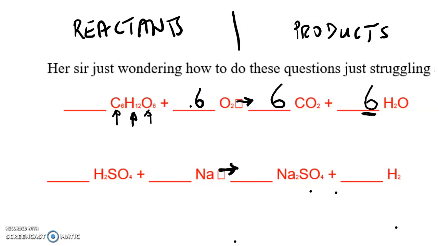Now let's just do a quick check. 6 carbons on this side, 6 times 1 carbon is 6 carbons on the other side. 12 hydrogens on this side, 6 times 2 is 12 hydrogen. And oxygen, we have 6 plus 6 lots of 2 is 12, 12 plus 6 is 18. 6 times 2 is 12, plus 6 is 18. So that's balanced. Let's go to the next one.